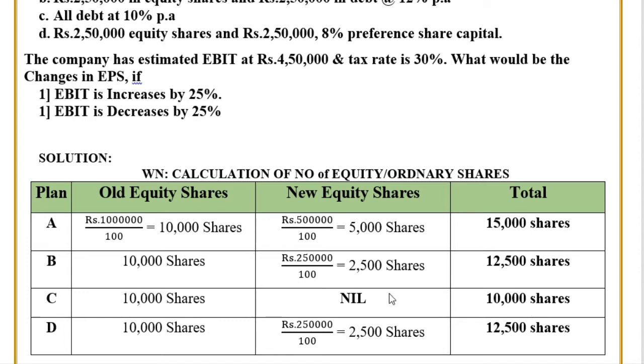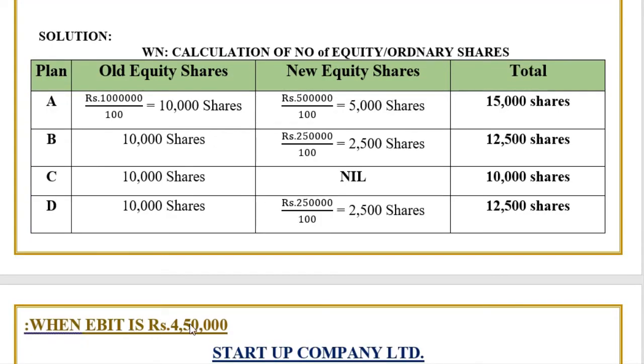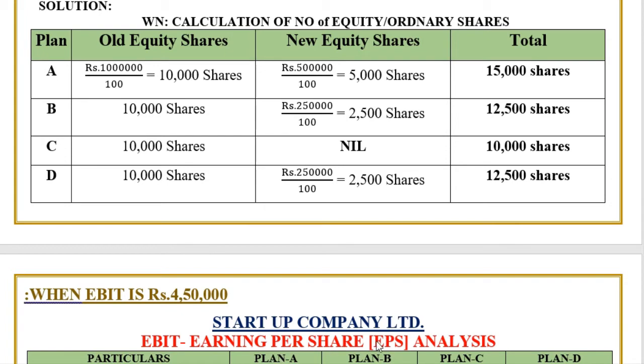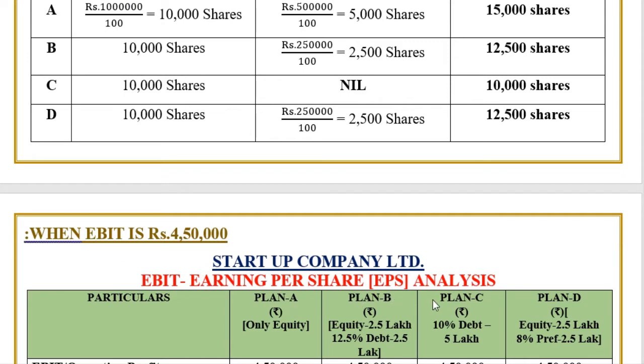Now let us see the first one. When EBIT is 4,50,000, heading Startup Company Limited, EBIT earnings per share, that is EPS analysis. So particulars: plan A, plan B, plan C, plan D. Plan A only equity, it means the entire 5 lakh rupees is raised through equity shares. Plan B, 2,50,000 in equity and 2,50,000 in debentures. In plan C, the entire amount of 5 lakh rupees is raised through debentures, and the rate of interest will be 10%. And plan D, equity will be 2,50,000 and the remaining balance, that is 2,50,000, in 8% preference shares.